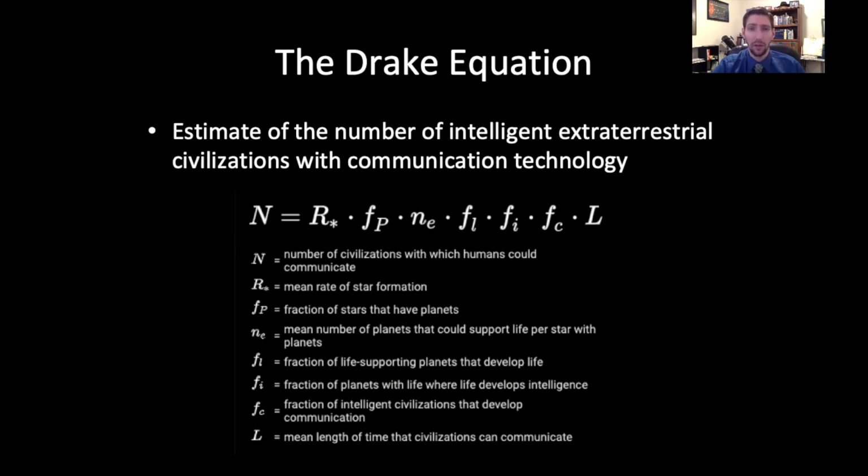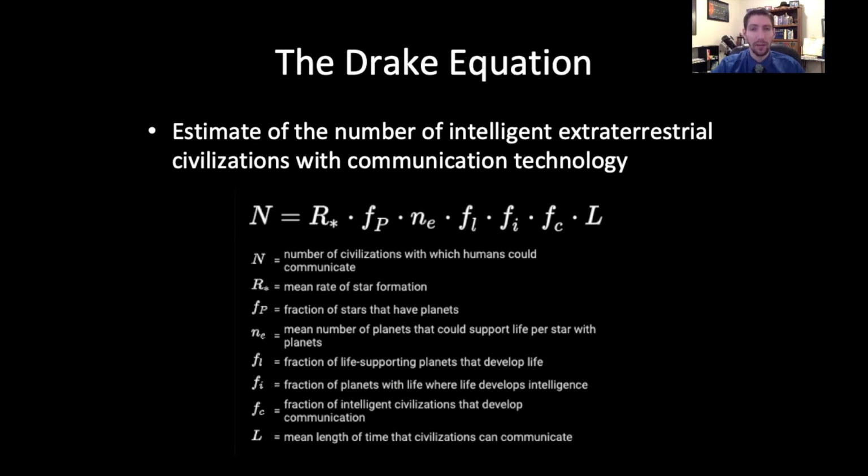We can estimate the number of intelligent extraterrestrial civilizations with communication technology if we multiply the mean rate of star formation in our galaxy by the fraction of stars that have planets, by the mean number of planets that could support life per star with planets, by the fraction of life-supporting planets that develop life, by the fraction of planets with life where life develops intelligence, by the fraction of intelligent civilizations that develop communication, by the mean length of time that civilizations can communicate.